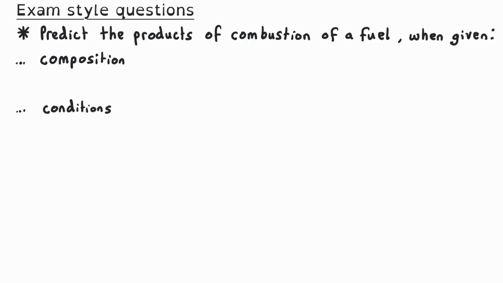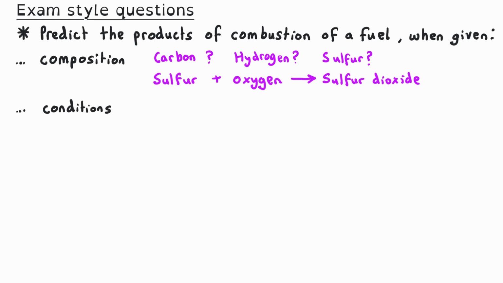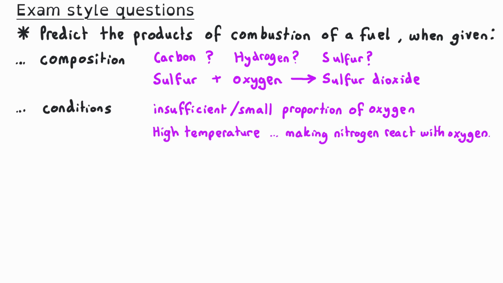You need to be able to predict the products of combustion of fuel when you're given the composition of the fuel and the conditions. So from the point of view of the composition, does it contain the elements carbon or hydrogen, or maybe it contains sulfur? If it contains sulfur, you need to be able to think, this sulfur will react with oxygen, and so sulfur dioxide will be produced. In terms of the conditions, maybe we are burning our fuel with insufficient oxygen or a small proportion of oxygen, and so we have to note that it will burn incompletely. Or perhaps we need to think about the nitrogen present during the combustion reaction, and so the very, very high temperature combustion will lead to the formation of nitrogen oxides during this process.